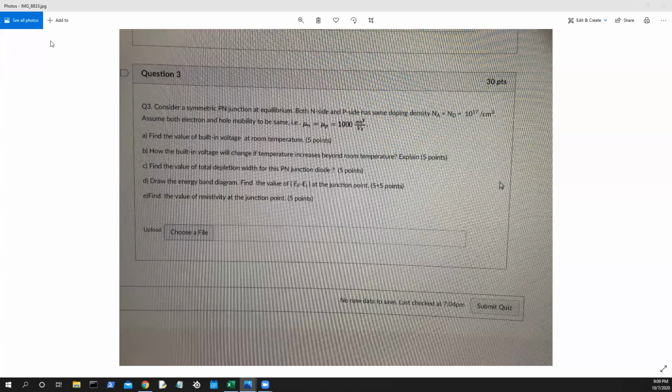All right, now we did depletion width. Now we've got to draw the energy band diagram. So this is that tricky energy band diagram I mentioned earlier. Okay, actually, I'm going to explain this a little bit better. When you're drawing this, you should start by drawing your straight dashed line. That's your EI, label that as EI.